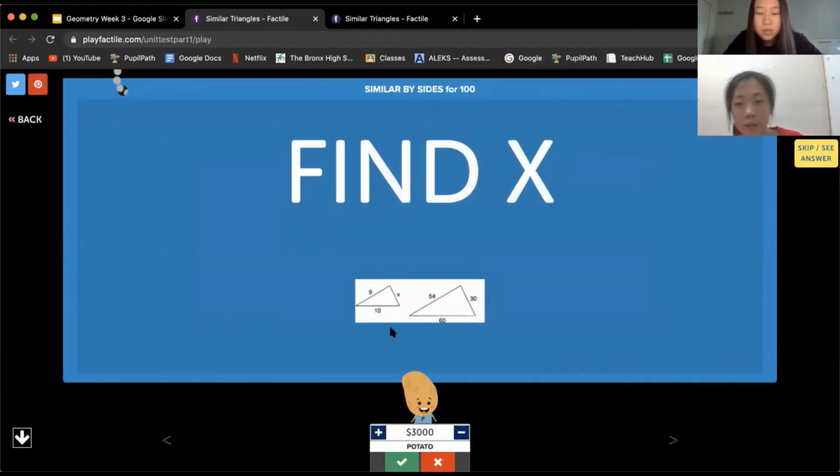Do you want to do this one, Emily? Yeah. So basically, we're trying to find x, which is the length of this line, and as you can see, these two triangles are proportional, which is similar. So their perimeters are also proportional. So we can find the factor, then we can multiply to 30 to find x.